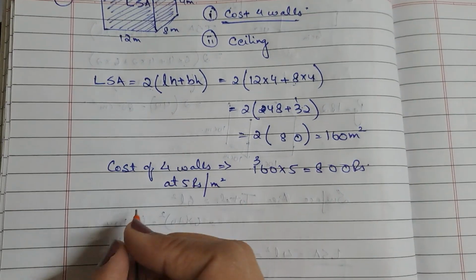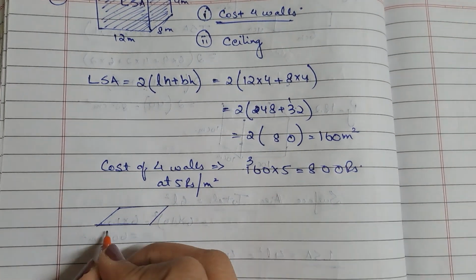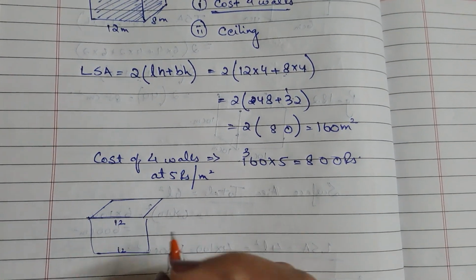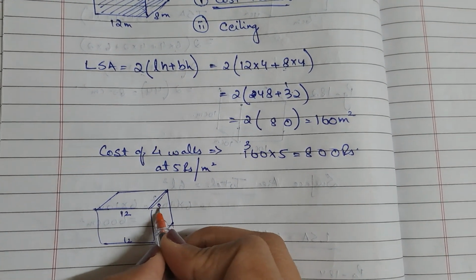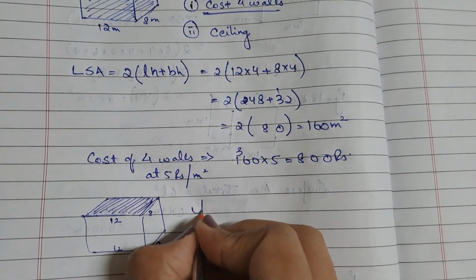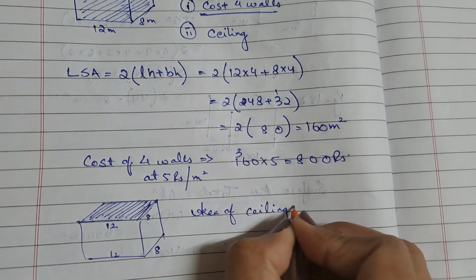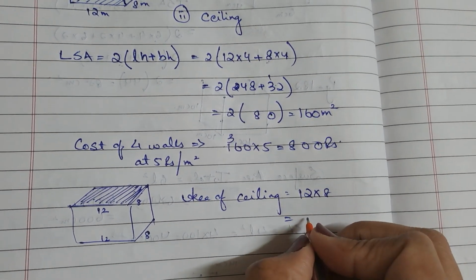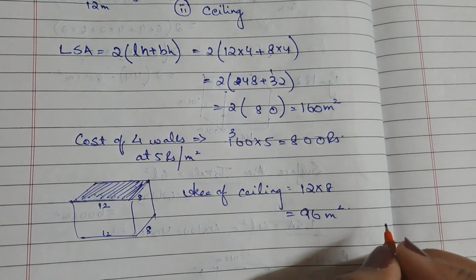Now but he said that I need to whitewash the roof as well, the ceiling as well. So the ceiling will be same as that of the base. If this is 12, this will also be 12, isn't it? And this is 8, so this will also be 8. So the area of the ceiling is going to be 12 times of 8. That is going to be how much? 12 times of 8 is 96 meters square is what you get.